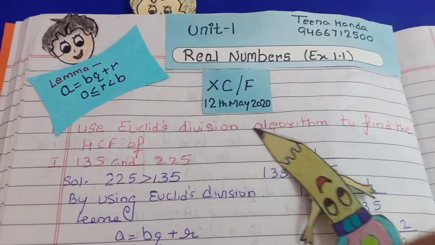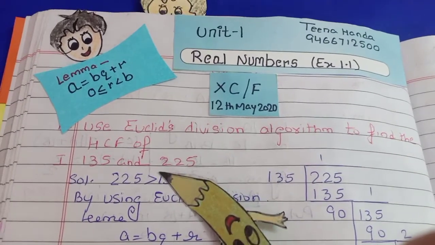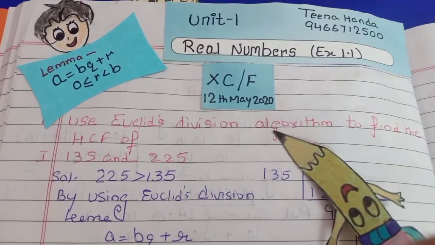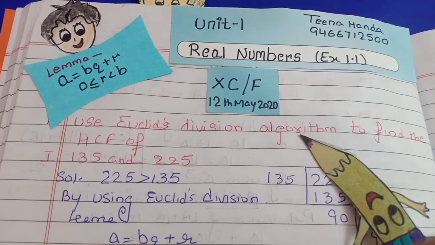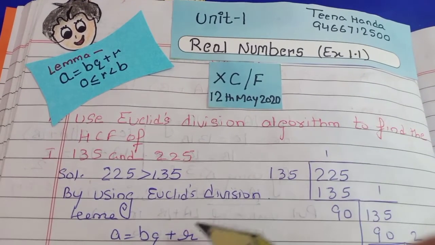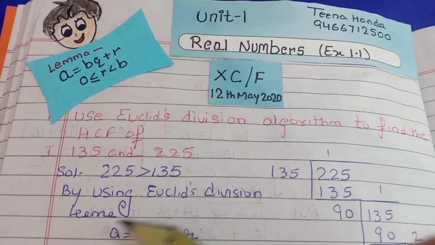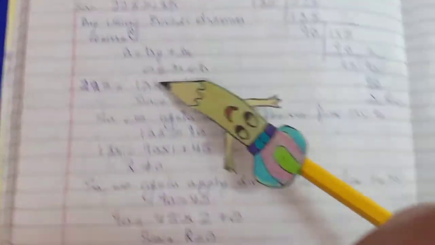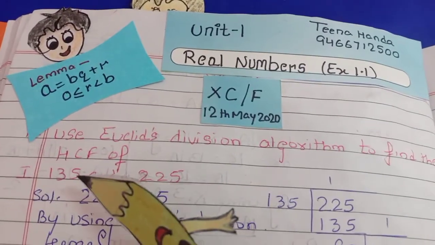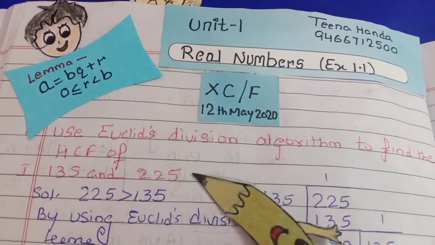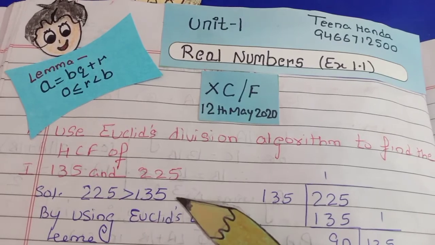Use Euclid's division algorithm to find the HCF. Everyone knows the meaning of algorithm: an algorithm is a stepwise procedure. In this question we have to write the solution stepwise. First of all, I have the numbers 135 and 225. 225 is greater than 135.